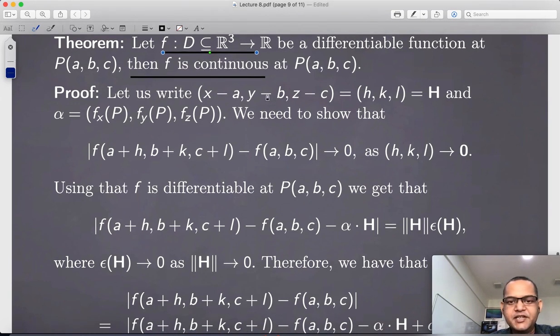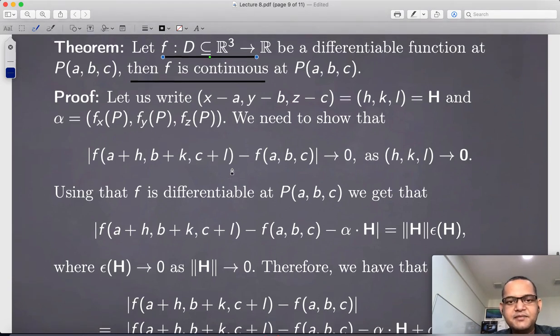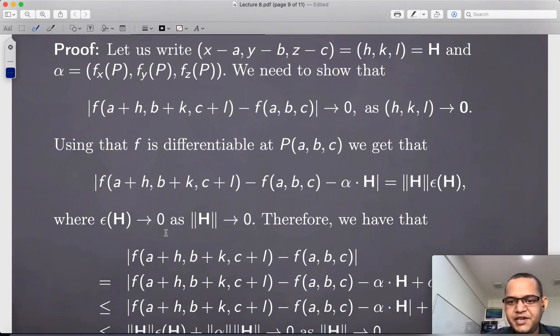So what do we need to see? In order to check that the function is continuous at the point P, we need to see that this difference goes to 0, isn't it? Because h, k, l is going to the 0 vector. So if h, k, l goes to the 0 vector, this difference should go to 0, correct? This is the meaning of continuity. We have differentiability at hand, so we are just going to make use of that.